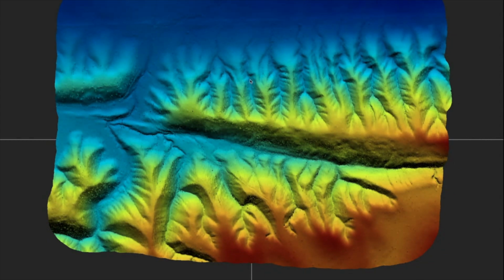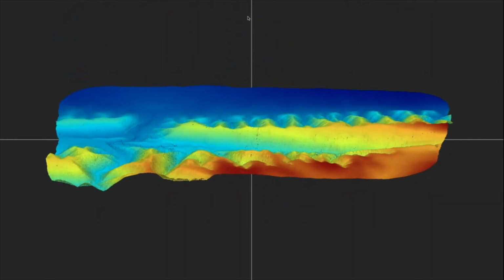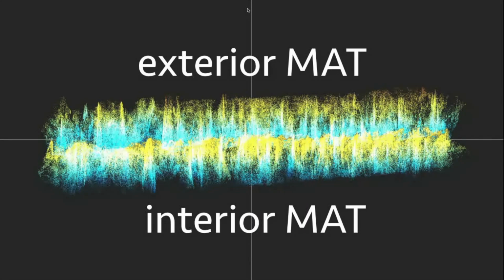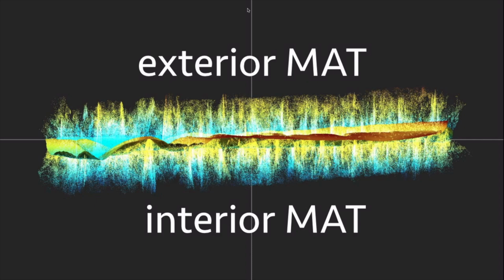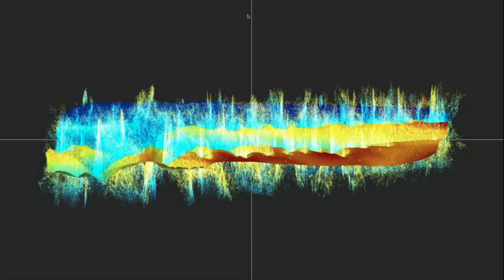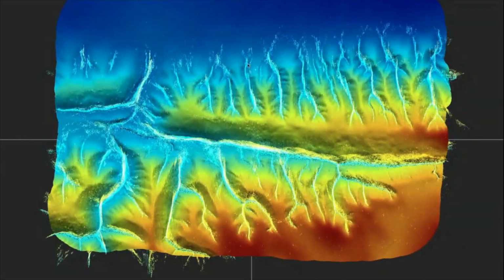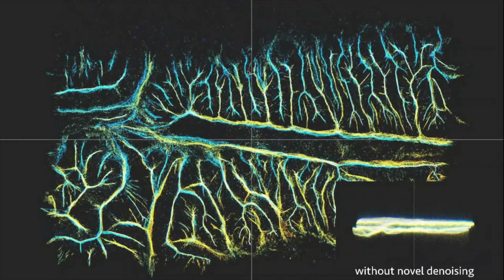The shrinking ball algorithm works well for terrain point clouds, such as this one. With the shrinking ball algorithm, we can compute the interior MAT and the exterior MAT. Notice how the medial branches or sheets delineate the ridges and valleys in the terrain.